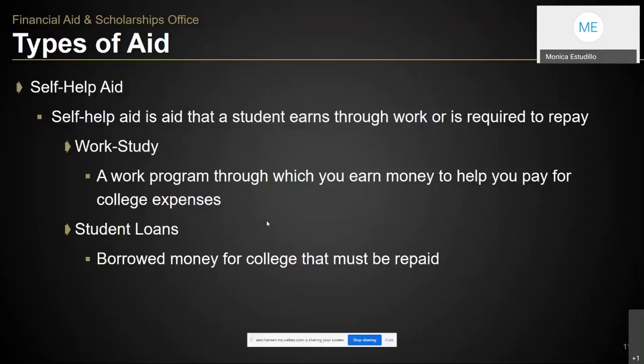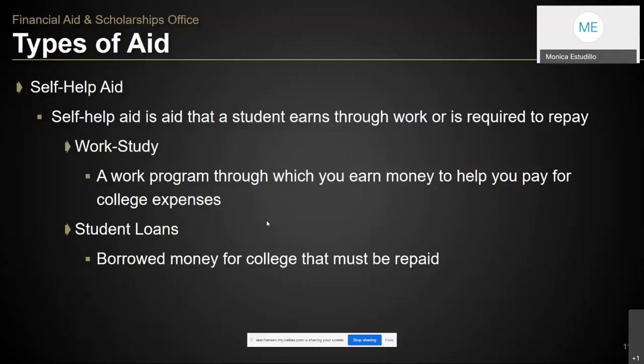But sometimes as a first year student, it can be a little bit daunting if you're working and going to school, so you don't necessarily have to do it for your first year. But definitely something to think about in your second year. It's a good resource for you.